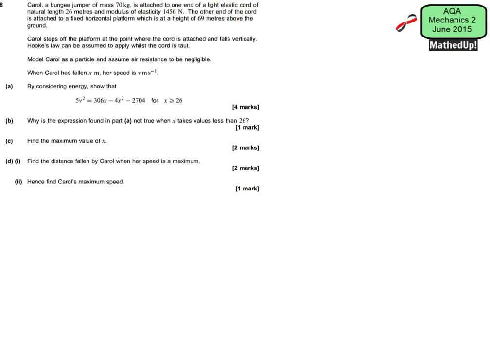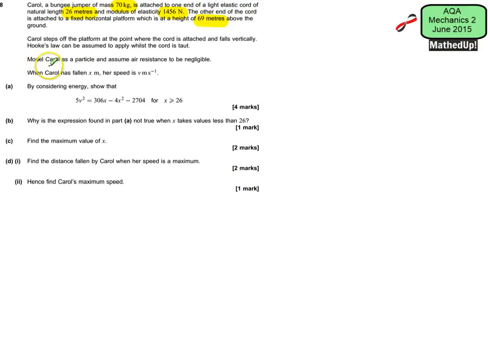I'm just going to get my highlighter. So she's a mass of 70 kilograms, and the cord has a natural length of 26 meters and a modulus of elasticity of 1456 newtons. The other end of the cord is attached to a fixed horizontal platform which has a height of 69 meters above the ground.